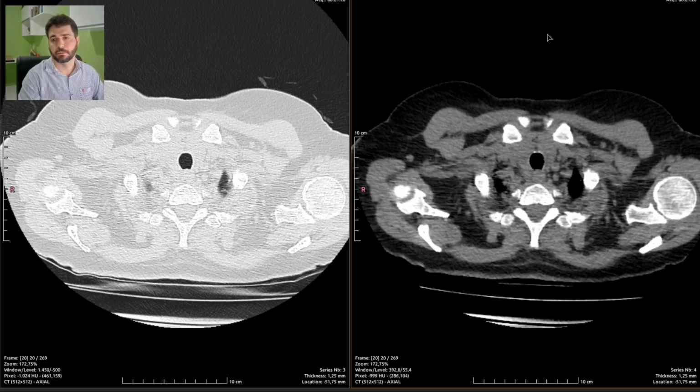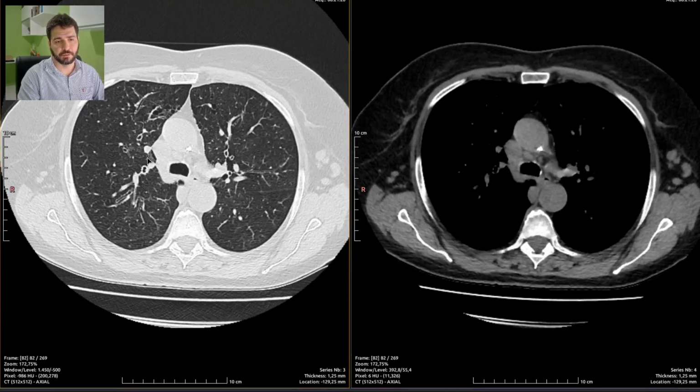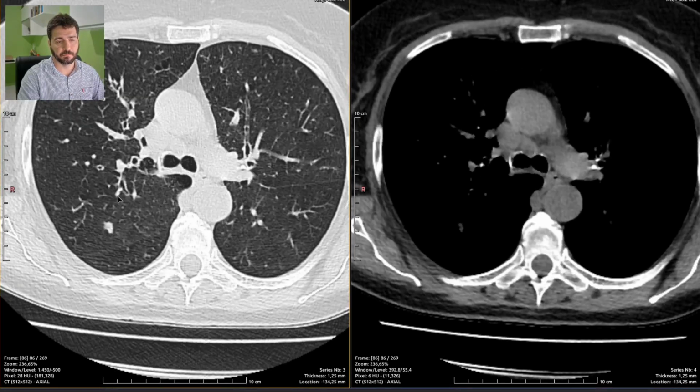So, what else? Oh, the nodule. Let's measure that nodule once again. So, zoom in. Irregular shape and margins. 1 centimeter. This is the posterior segment of the superior right lobe. Posterior.